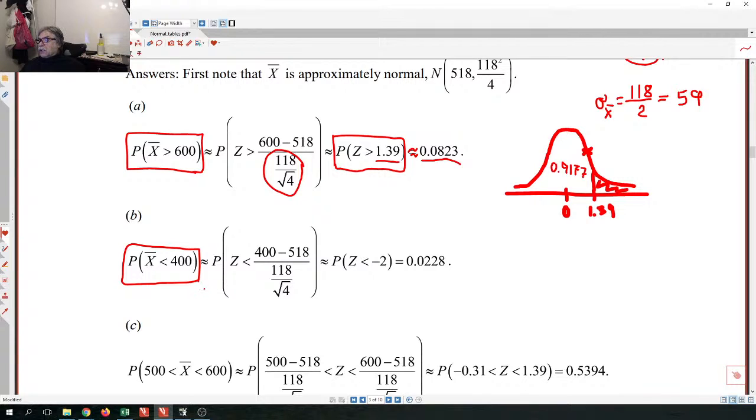Again, you have to z everything, so I'm zing this variable by subtracting 518 and dividing by 59. It turns into z. I have to do the same thing with the number 400. 400 minus 518 divided by 59 turns out to be a very nice number, -2. So as a matter of fact, I don't need an approximation here, actually. This is exactly equal. Check it out. Negative 118 divided by 59, that's negative 2, of course.